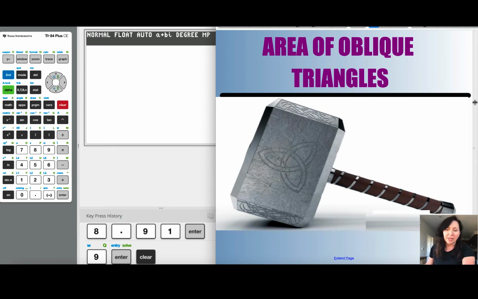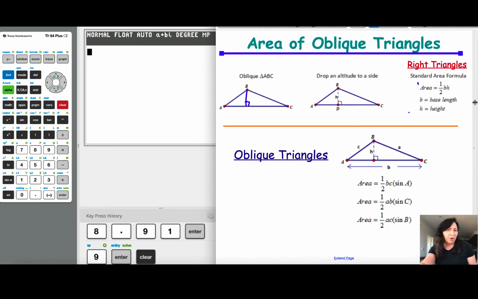Hi, this lesson is for finding the area of a triangle that's not a right triangle. We call those oblique triangles. They're triangles that definitely have a height that's perpendicular to a base, but it's not just a right triangle. So we're going to get started on that.